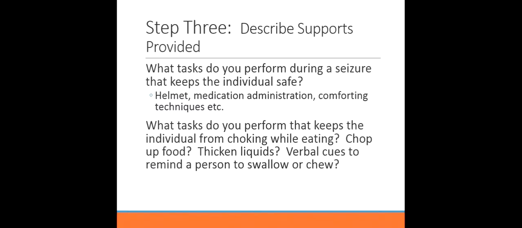Step 3. This is kind of the meat of the protocol. This is where we describe the supports that are provided. This is the part of the protocol where we really want to make sure that we've collaborated with our provider.